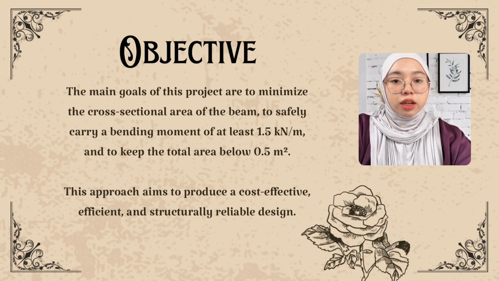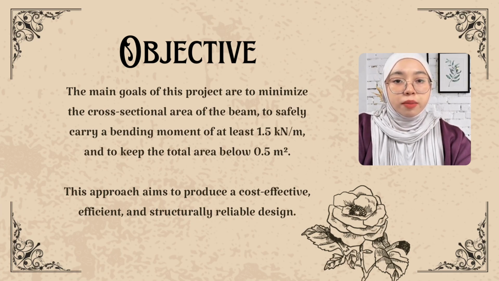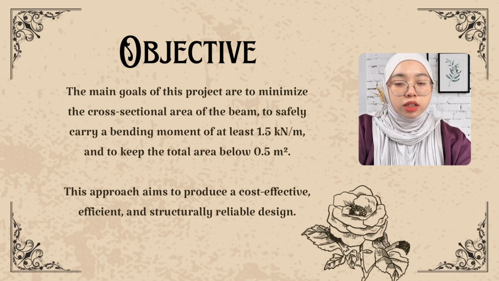For the objective, the main goals of this project are to minimize the cross-section area of the beam, to safely carry a bending moment of at least 1.5 kN, and to keep the total area below 0.5 square meter. This approach aims to produce a cost-effective, efficient and structurally reliable design.